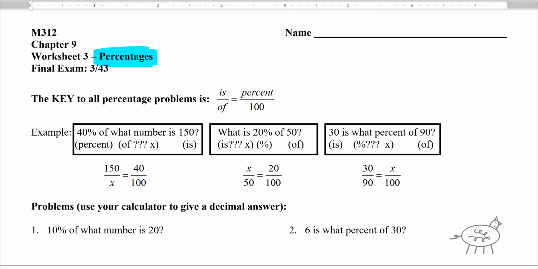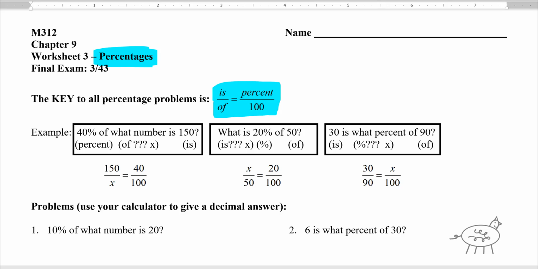Okay, this is so important. I cannot stress this enough. Right here, for percentages, you have to know this. It's key to percentage problems: is over of equals percent over 100.